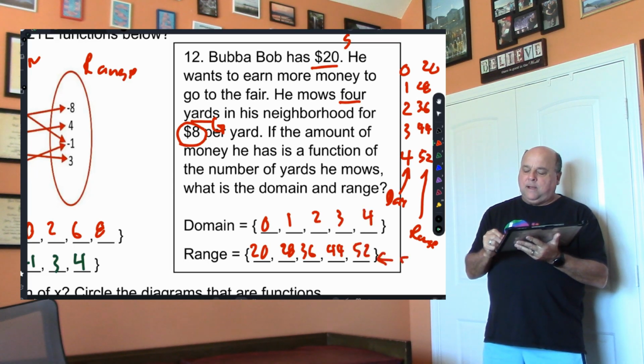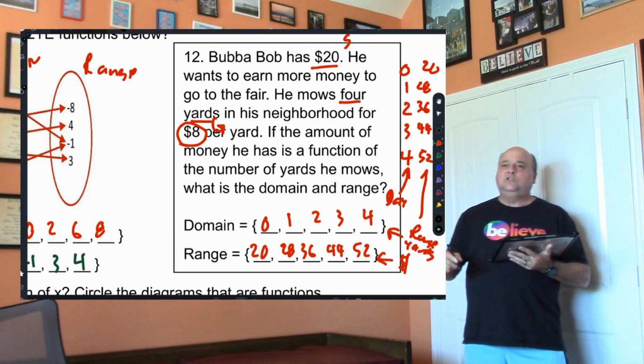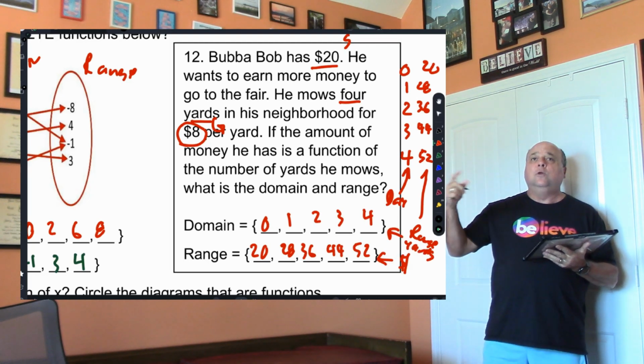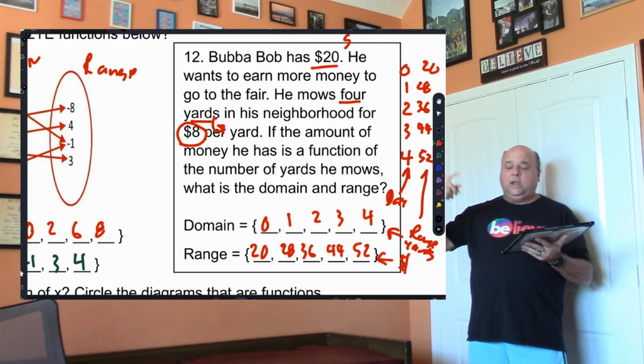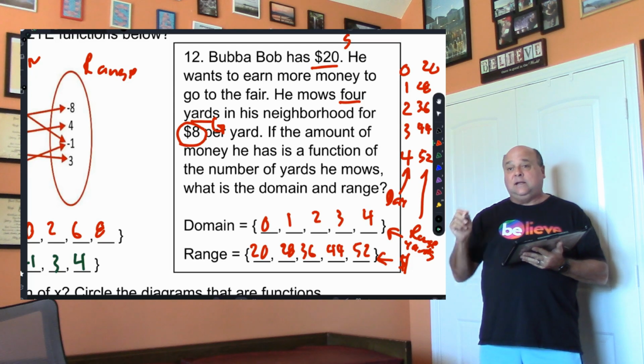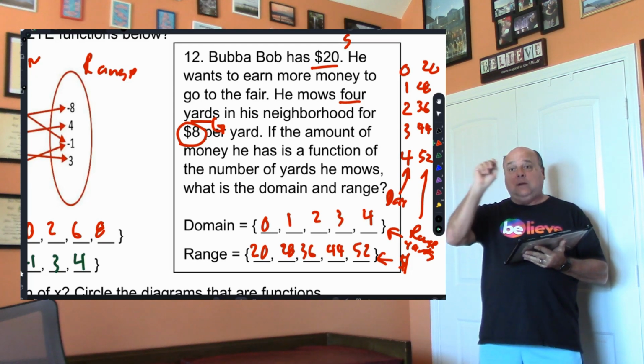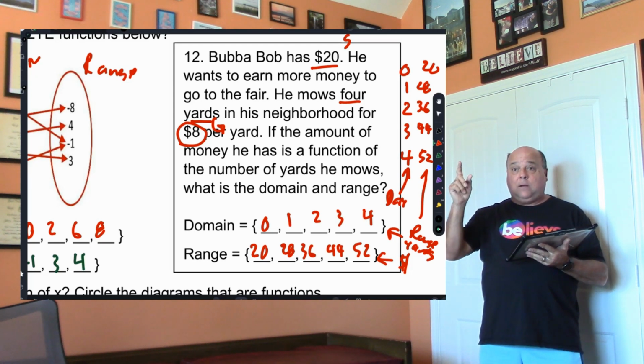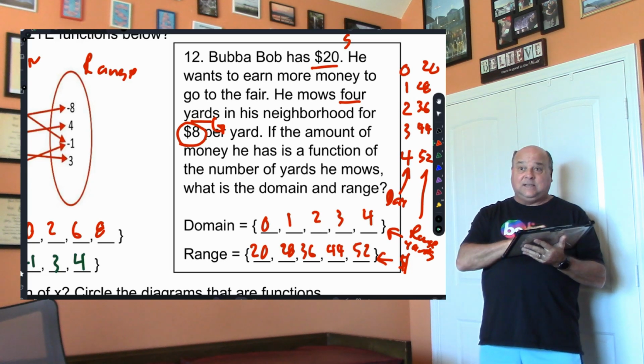This right here would be my money, and this would be the number of yards I mow, right? So the X is how many yards you mow. The Y is the money you have. We mow 4 yards, so it just goes from 0 to 4. You don't connect the dots, do you? So it's just going to be individual numbers. You're going to have a problem like that, so make sure you can visualize that.